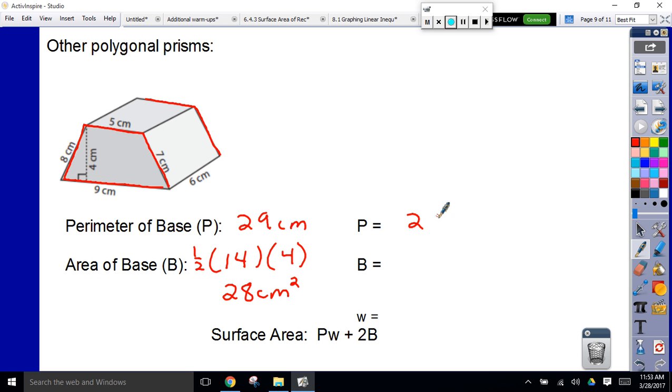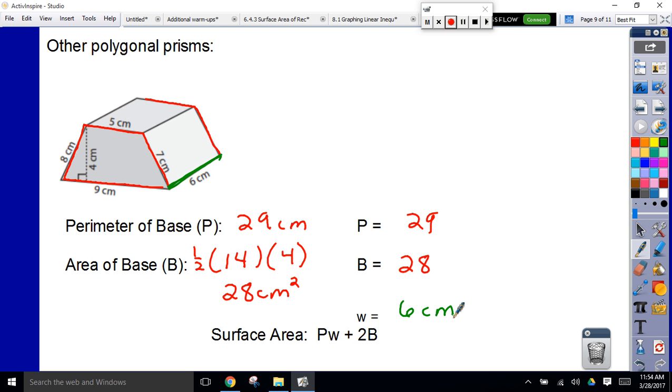So let's figure it over here. 29, 28. What is W for this? Megan? 6. Good. W is the length of the segments connecting the bases. So W is 6 centimeters.